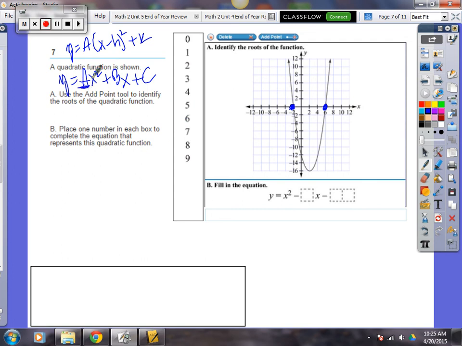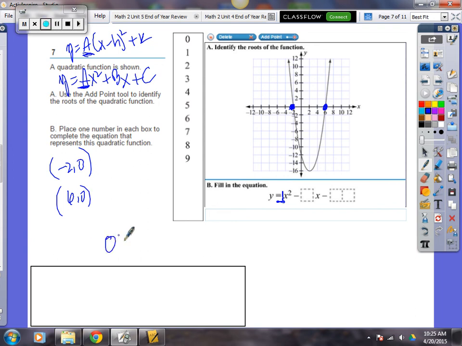A is always the trickiest one to find, but they are telling us that the a is 1, so we don't even need to find the 1. The a, we know it's positive because it's opening up, and it's just a standard dilation of 1. So now if you know the roots, you can actually find the equation really easily. So the roots, here are my two roots, negative 2 and 0, that's one of the roots, and then 6 and 0. So if I have the roots, I can work backwards to the equation.